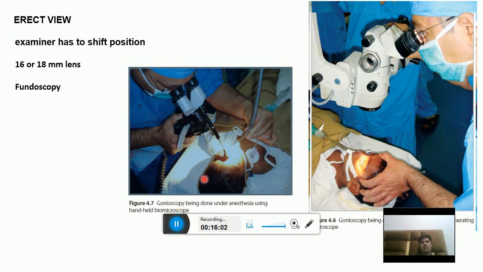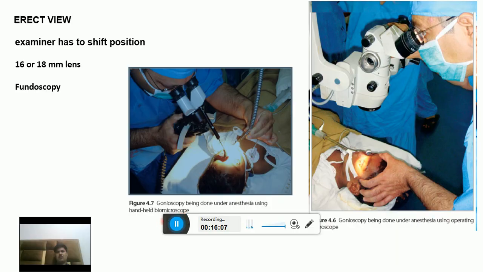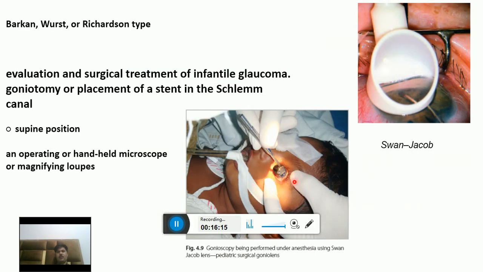Here you can see gonioscopy being done under anesthesia using a handheld biomicroscope. Here also you can see gonioscopy being performed under anesthesia. Here you can see gonioscopy being performed under anesthesia using a Swan Jacob lens. Pediatric surgical gonio lens. This is the Swan Jacob lens. It is used for the evaluation and surgical treatment of infantile glaucoma, goniotomy or placement of a stent in the Schlemm canal. The patient is in the supine position and we need an operating or handheld microscope or magnifying loupes.